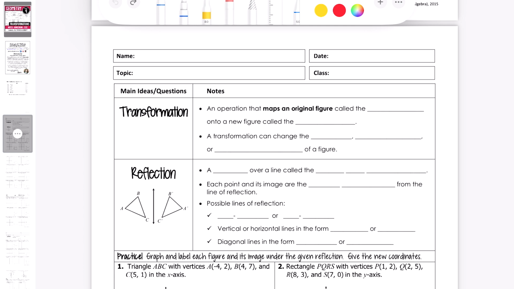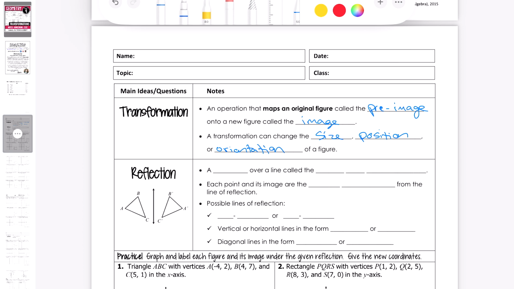So on this one, it says transformation, an operation that maps an original figure called the pre-image. So pre-image, that's like your original image that you're going to graph, onto a new figure called the image. So the original image is the pre-image, like the first image, and then the second one is just called the image. Transformations can change the size, the position, and the orientation of a figure.